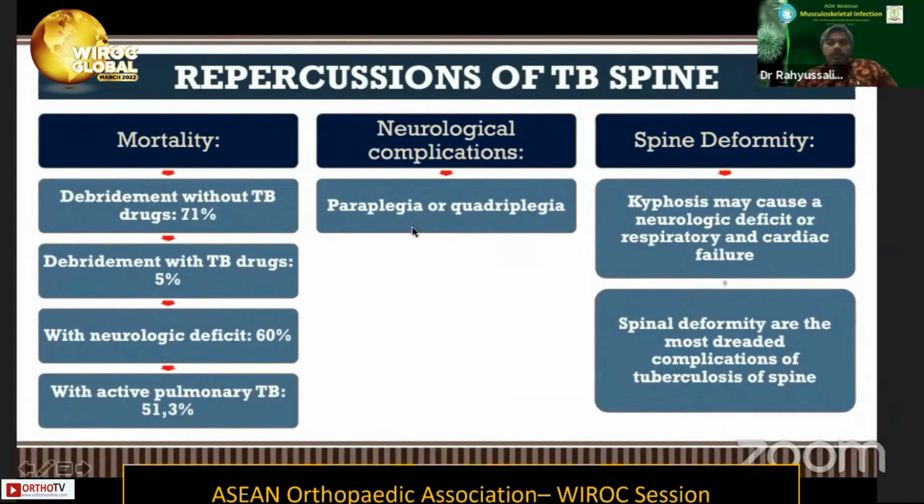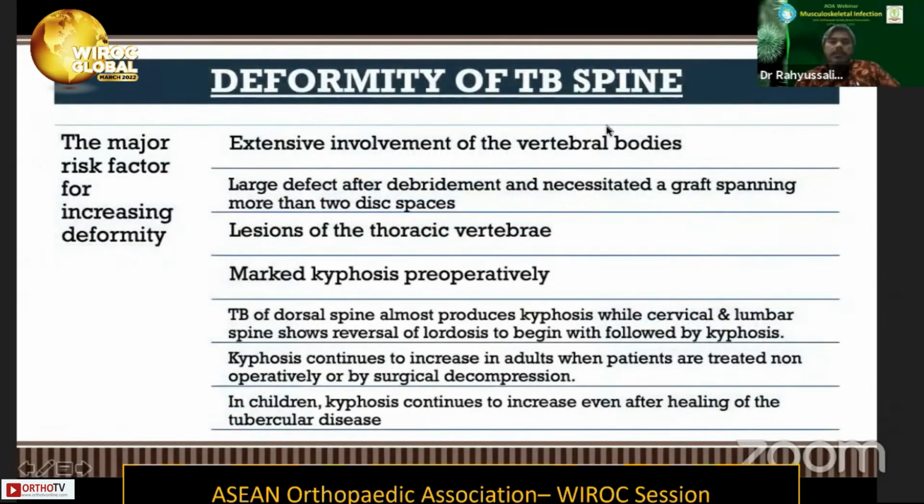We know also that paraplegia and quadriplegia are complications that are sometimes a very important sign in my country, and also deformity, kyphosis, the most dreaded complication of TB spine infection. The major risk factor for increasing this deformity is, of course, the extensive involvement of the vertebral body.